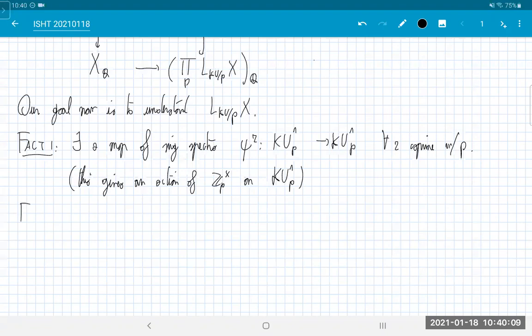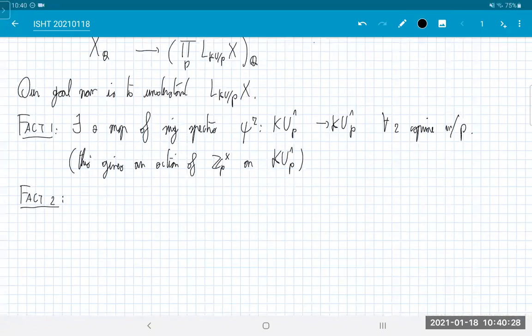And then this fact one is actually not that hard to construct. You've already done it at the level of spaces. With a little bit of effort, you can upgrade it to a map of spectra and see that some map of homotopy ring spectra is. It's not hard. I'm just not doing it for lack of time. The second part is harder.